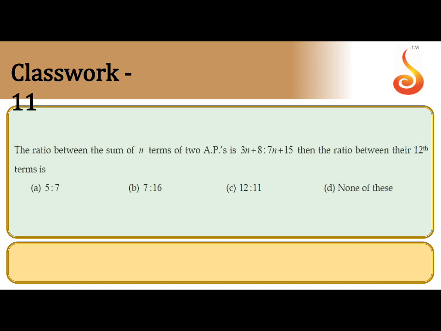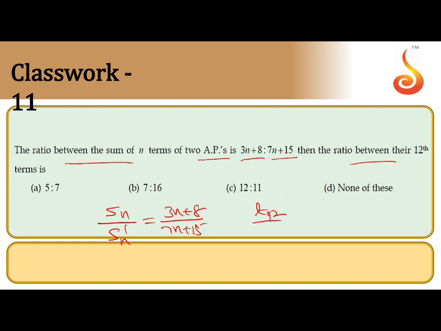So next question, 11th. The ratio between the sum of n terms of two APs is 3n plus 8 is to 7n plus 15. What is the ratio of the 12th terms? They are given two APs. First AP Sn, second AP Sn dash, you can take. So 3n plus 8 by 7n plus 15 is given. So we need T12 by T12 dash. So here the ratio between the sums of two APs is given. What is the ratio between the 12th terms of the same APs they are asking. I will solve this question on the next page.